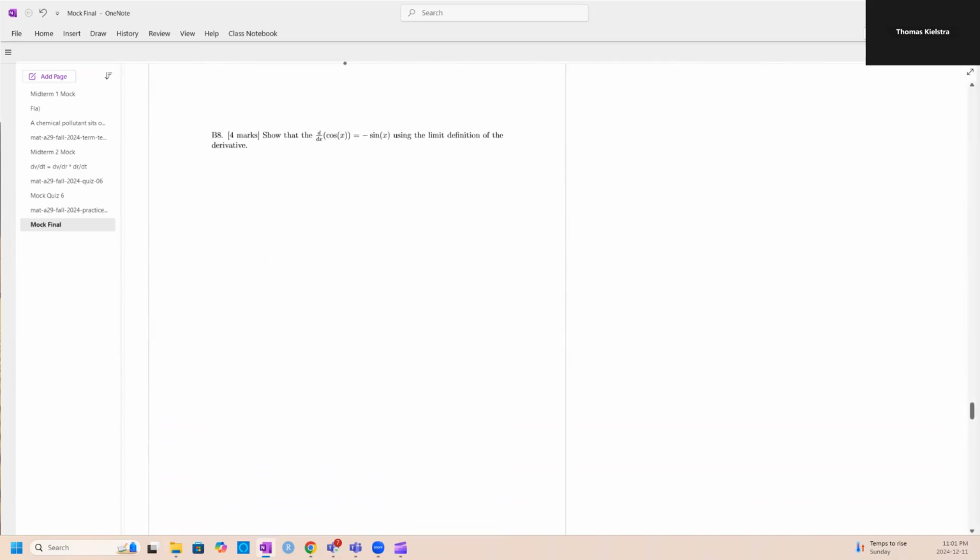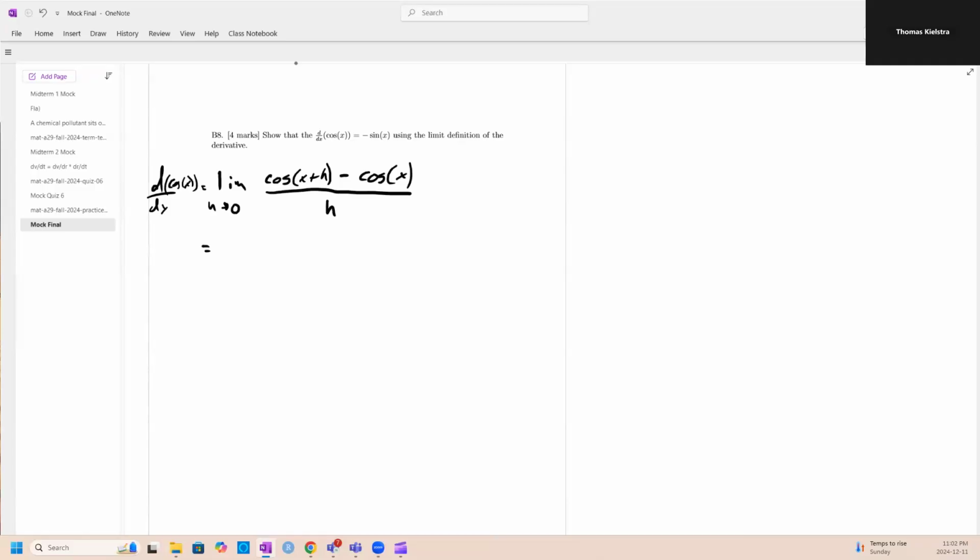In B8, we show that the derivative with respect to x of cos of x equals minus sine of x, using the limit definition of the derivative. So the derivative d by dx of cos of x equals the limit as h approaches 0 of cos of x plus h minus cos x, all over h.